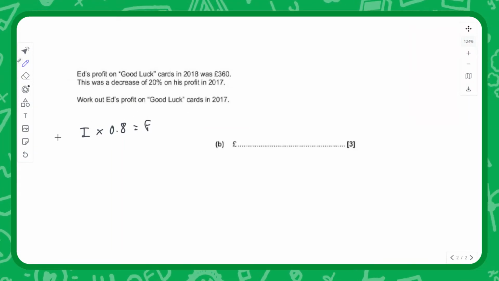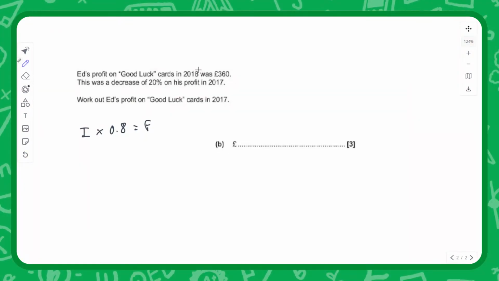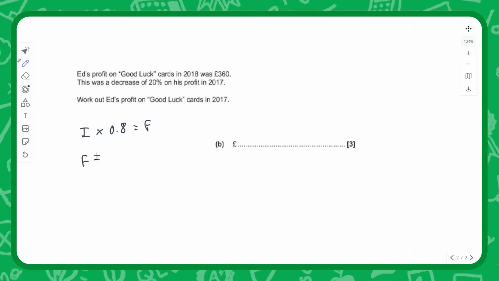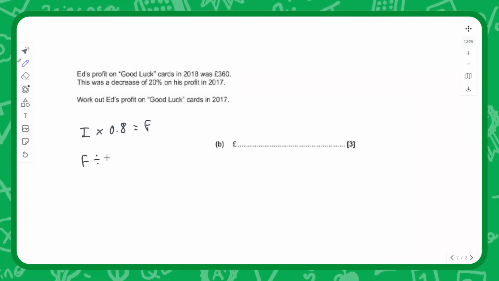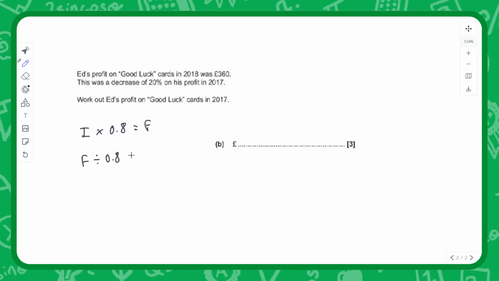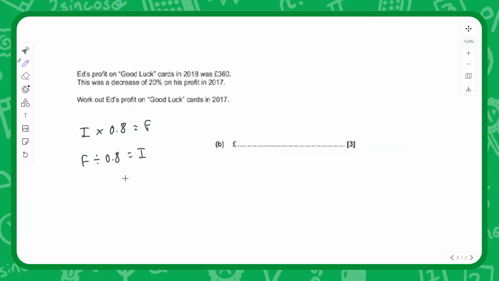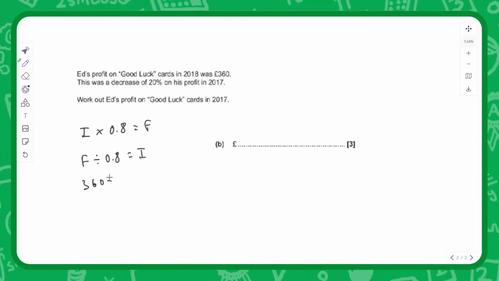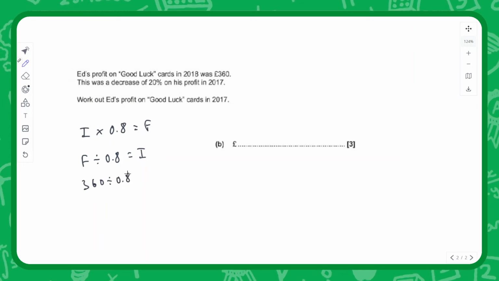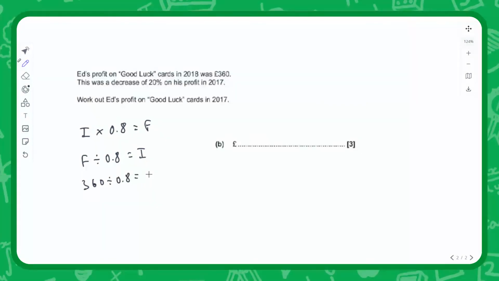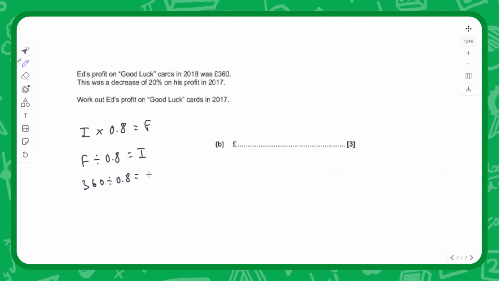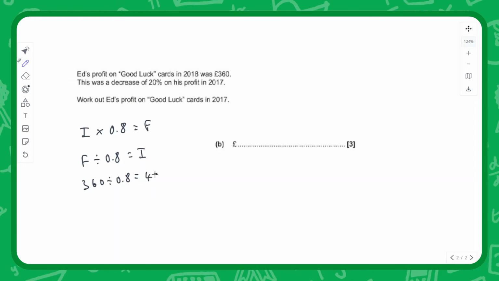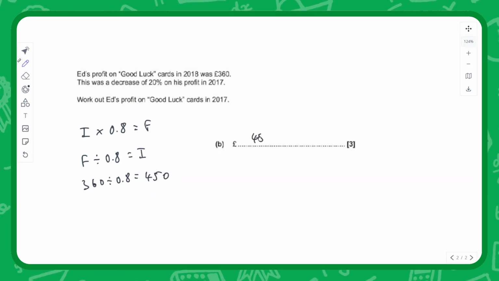But we're working backwards now, right? We're given our final amount in 2018 and we want to work out our initial amount in 2017. So I nearly fell into the trap. What we need to do is take our final amount, rearrange this, and divide it by 0.8, and that's going to give us our initial amount. In this case, we're doing 360 divided by 0.8, and if I, again, being very lazy, do that on the calculator, I end up with 450. So that would be our answer.